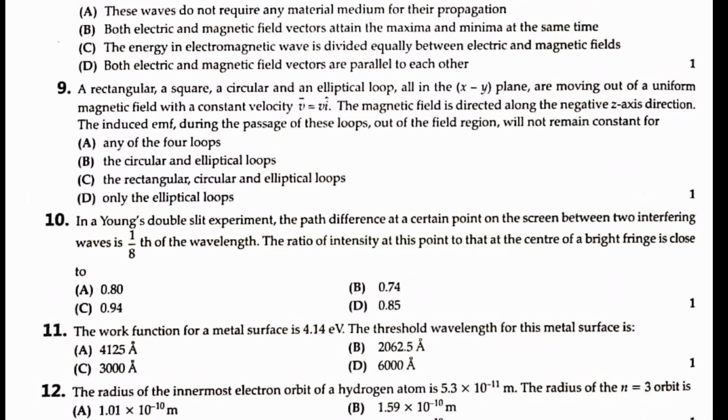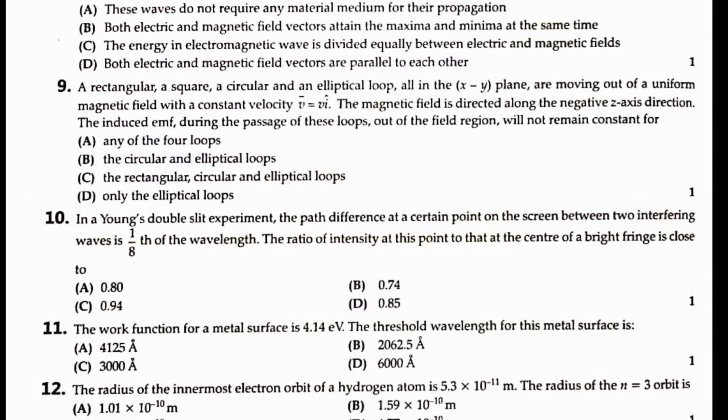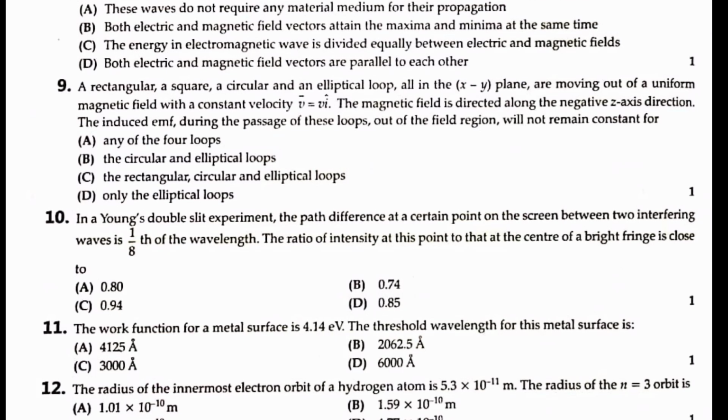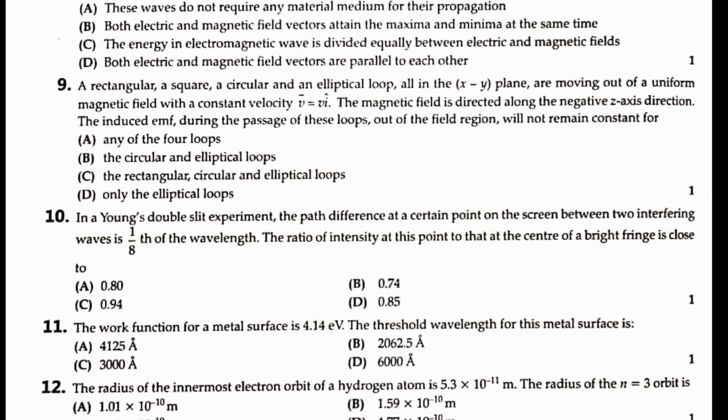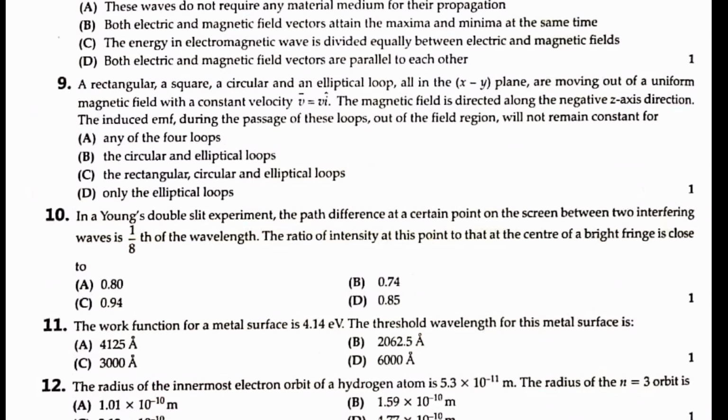Yes, option B is the correct answer, that is the circular and elliptical loops. The reason is that when they come out, equal areas will not be traced in equal intervals of time. That is why we can say that for the circular and elliptical loops the induced EMF does not remain constant.